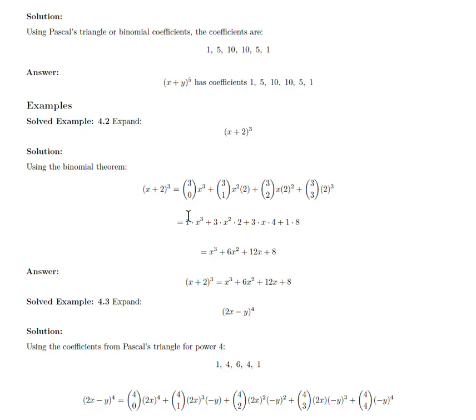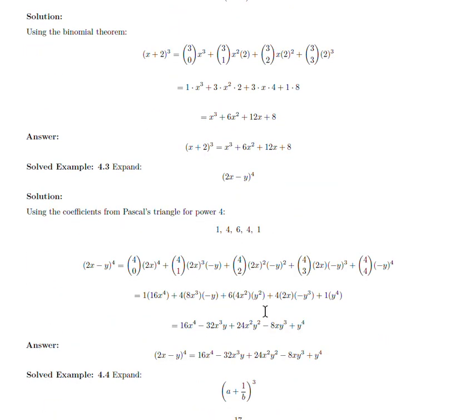So this second line will have 1 from the combination from Pascal triangle, x cubed plus 3 into x squared times 2, plus 3 times x times 4, from 2 raised to power 2 is 4, plus 1 times 2 raised to power 3, which is 8. We'll solve all that. We have x cubed plus 6x squared plus 12x plus 8. And that's our expansion for x plus 2 raised to power 3.